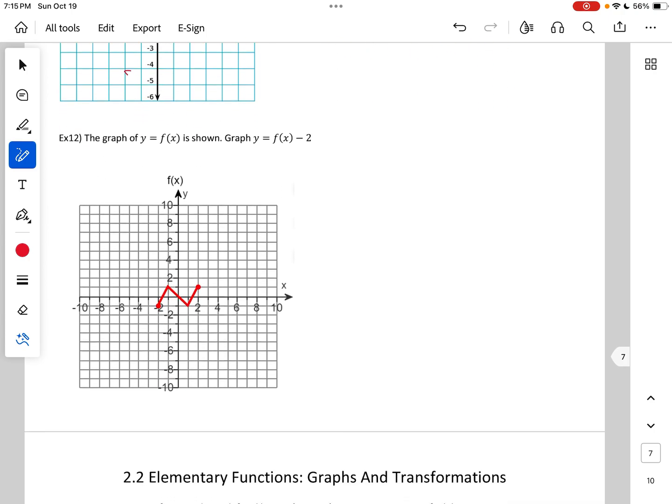Okay, so let's look. Now we've just got a function here. It's saying this is the function f of x. What are we doing? We're just moving it down 2. So this is already red. So I can just look at my points. Here I'm at 2, 1. I'm going to move it down 2. So I'm right there. This one I'm going to move down 2. This one I'm going to move down 2. And this one I'm going to move down 2. And I'm going to regraph it. Boom. And that's it.